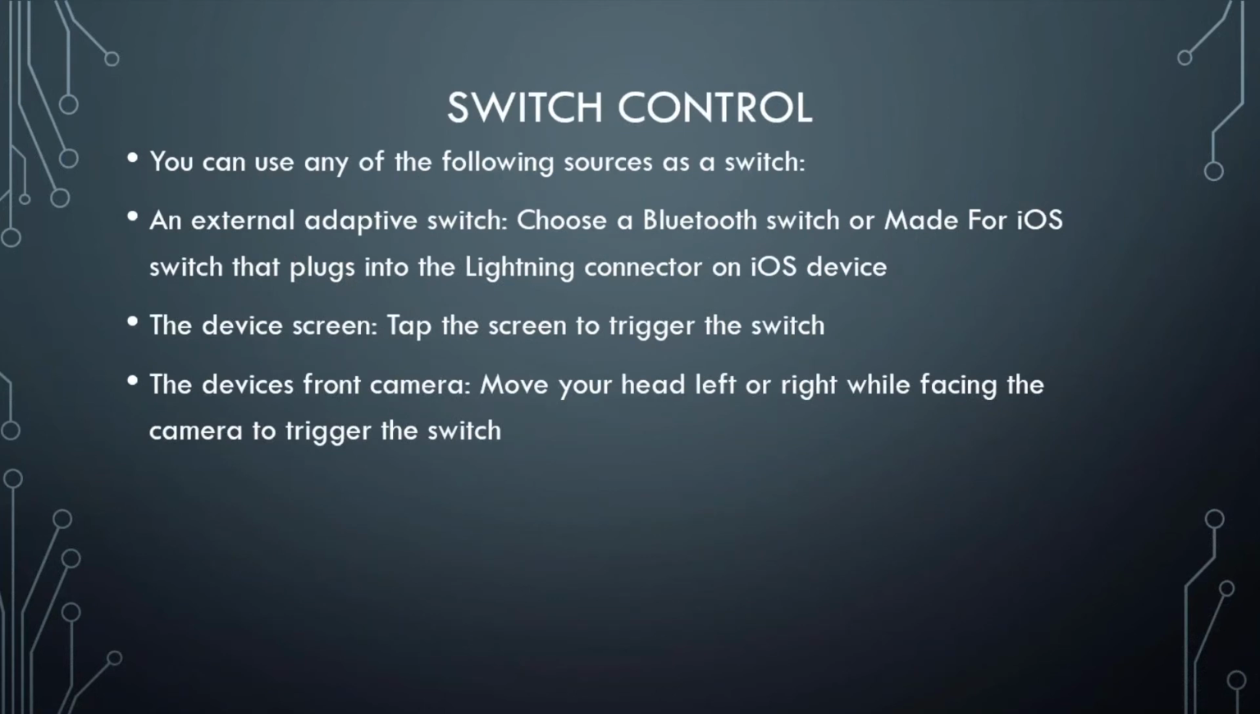Okay, so Switch Control. Any of these following devices can be used as a switch. You can use an external adaptive switch. That could be a Bluetooth switch or a switch that's specifically made for the iOS system that would plug in directly to the Lightning connector on the iOS device. You can also use the device screen as a switch. That would mean that when you tap the screen, it triggers a switch option. And you can also use the device's front camera, and that would enable you to move your head left or right while you're facing the camera and trigger the switch.